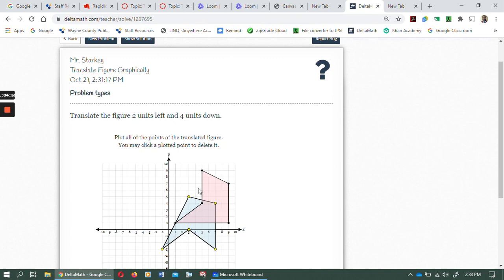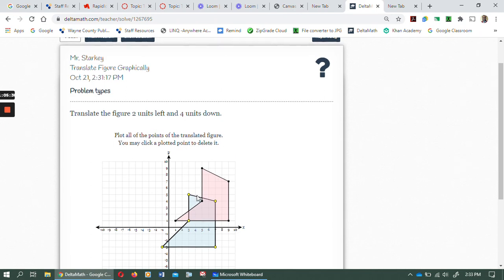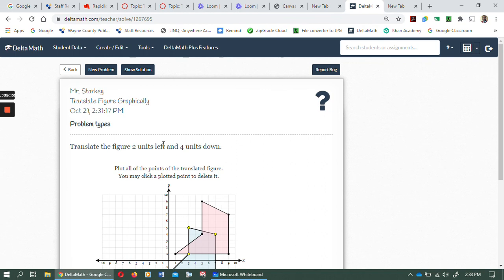What did I miss? That ain't it. Okay, because it made it look wrong. There we go. And then 2 to the left and down 4. There we go. Alright. So again, guys, you can see you can click on a point to erase it. You can click on a point to put it there. Once you've got it the way you want it to look, for this particular one, then you click submit. That's not hard for you to do.